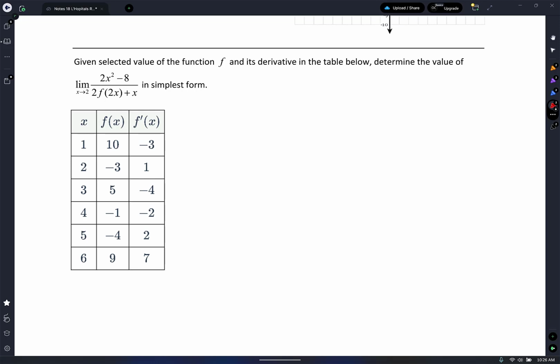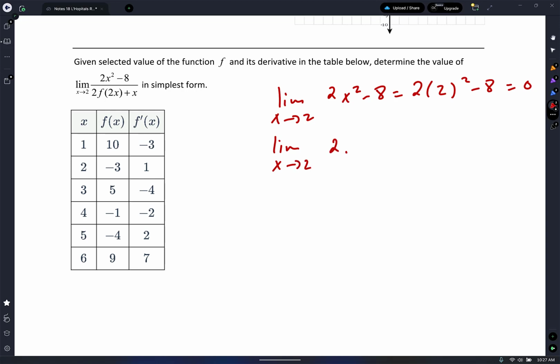All right, here we go. Given selected values of the function f and its derivative in the table. Determine the value. Okay, so here we go. Limit as x approaches, I see a 2, and I'm going to write the numerator. 2x squared minus 8 equals 2 times 2 squared minus 8. 2 squared is 4. 4 times 2 is 8. 8 minus 8 is 0. Limit as x approaches 2 of 2 times f of 2x plus x. Let's see, 2f of 4 plus 2. So let's see, 2f of 4 is negative 1.